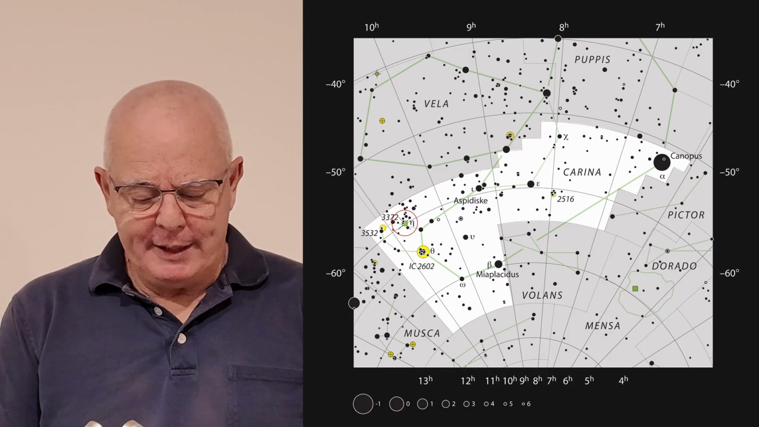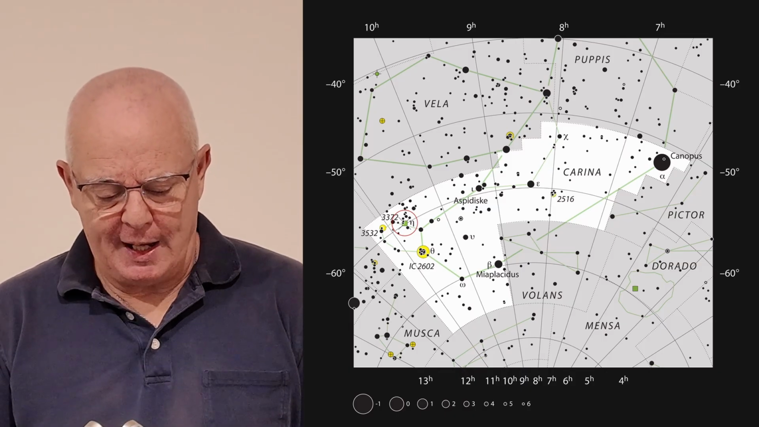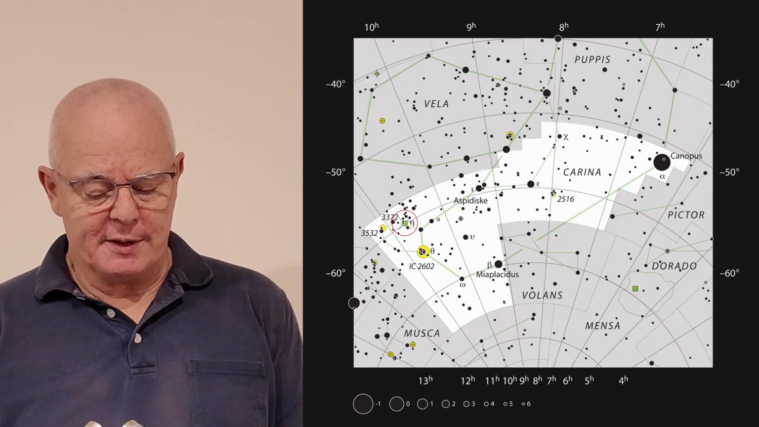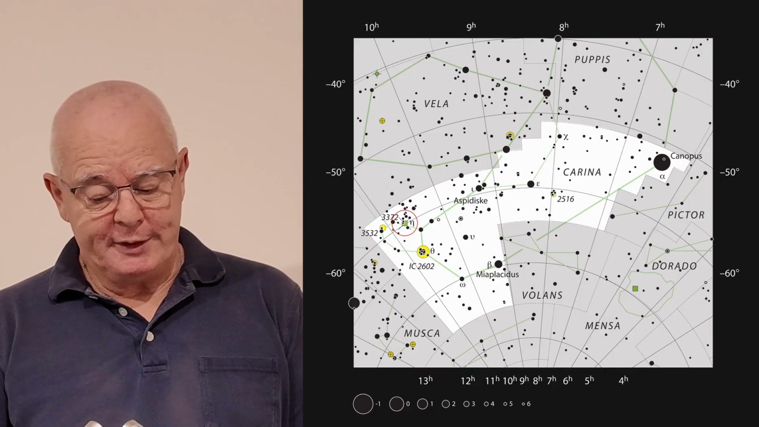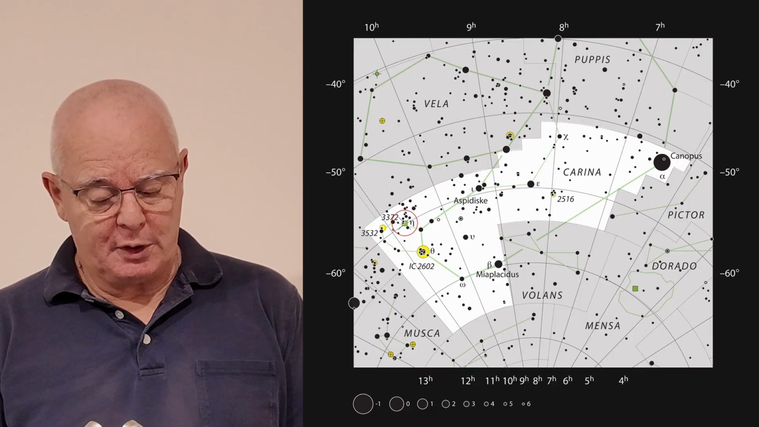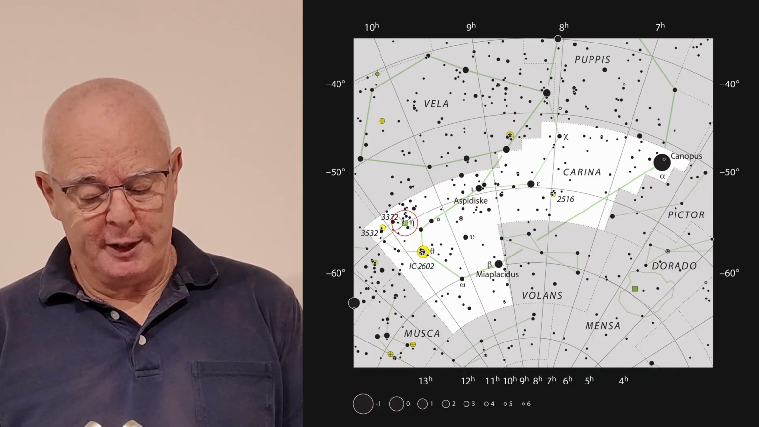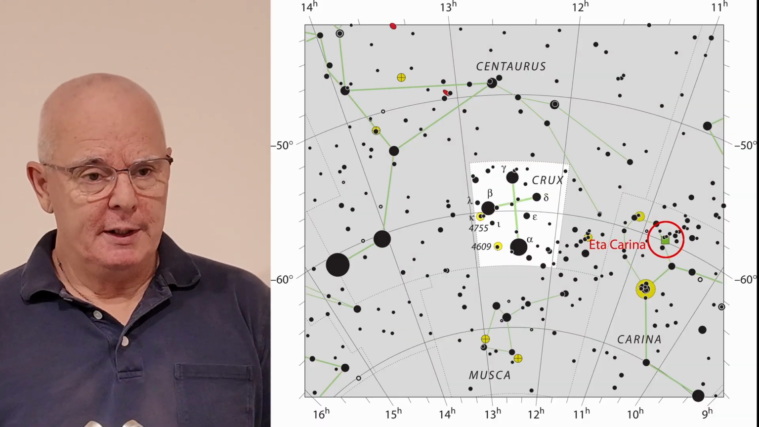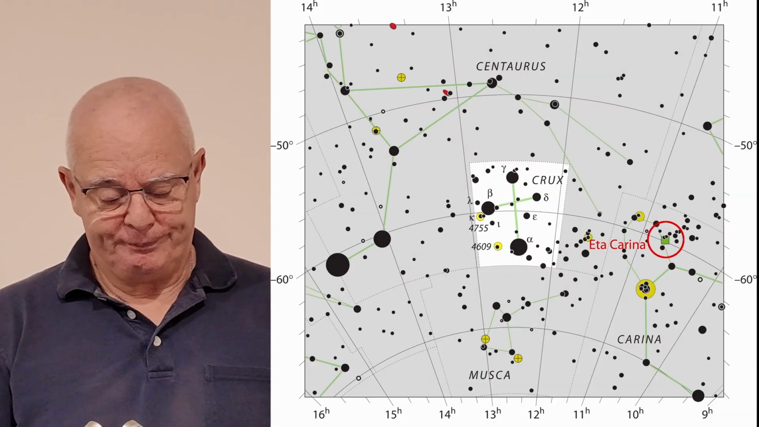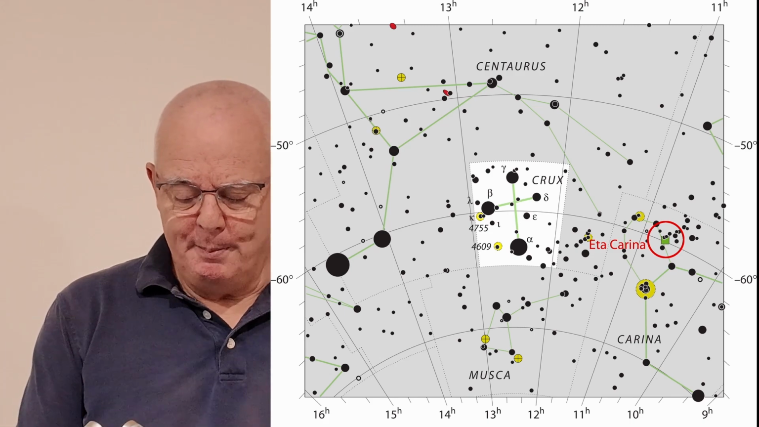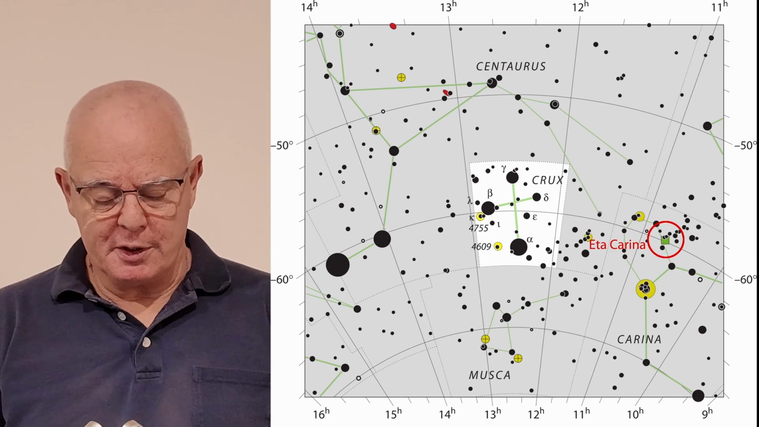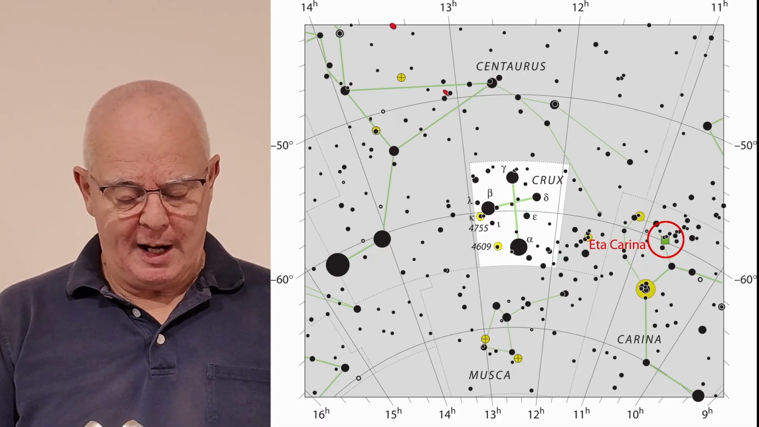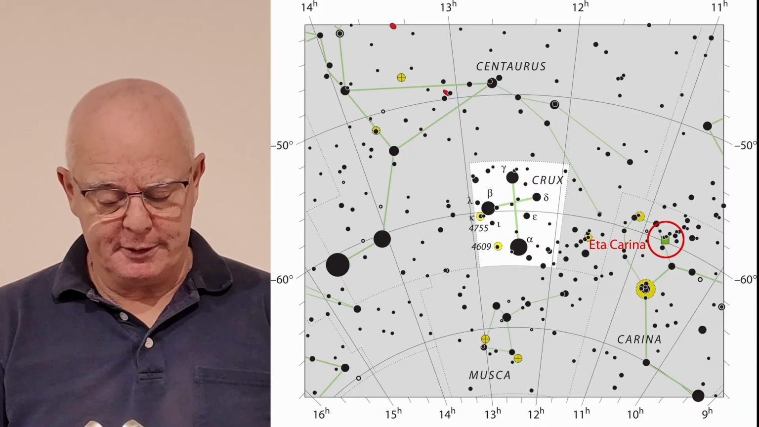The designation Eta means it is the 7th brightest star in the constellation Carina. It has a declination of 60 degrees south, which means it only rises low in the sky for people in the northern hemisphere, and not at all for people viewing above 30 degrees north latitude. I like this picture because it shows it in relation to the Southern Cross, which is easy to find in the Southern Hemisphere. But I haven't actually set eyes on this star yet.